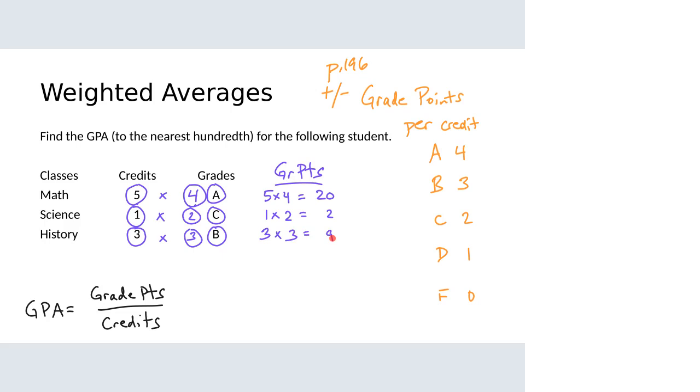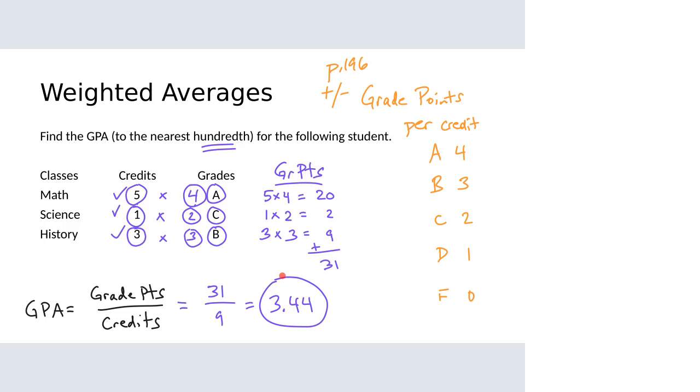So altogether, adding those up, they've earned 20 plus 2 plus 9. They've earned 31 grade points. And the number of credits, let's see, 5, 6, 7, 8, 9. They're taking 9 credits. So we'll divide by 9. And 31 divided by 9, rounded to the nearest hundredth, gives us 3.44 as the GPA for this student.